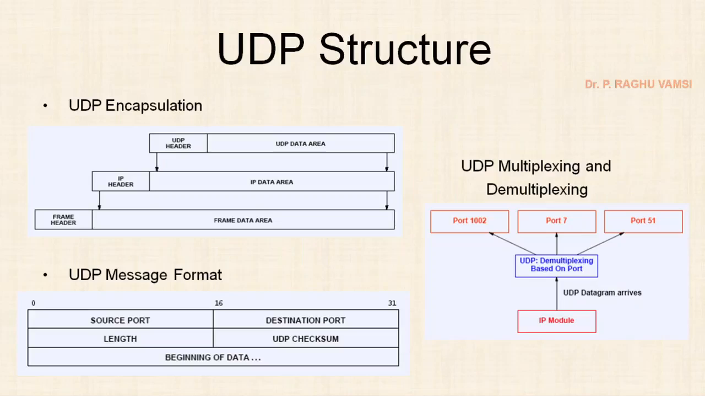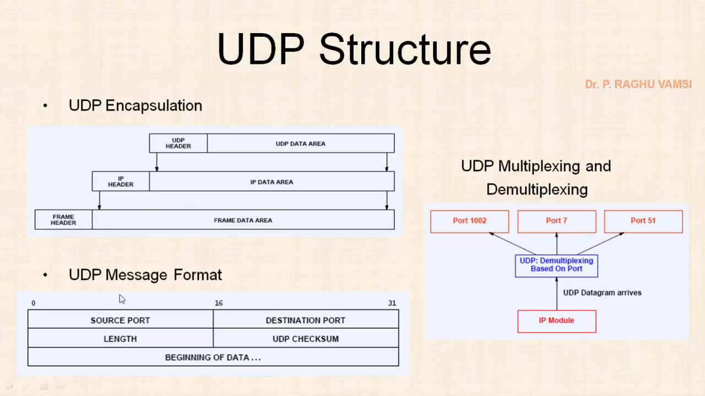The UDP encapsulation will be done like this. There will be a UDP header and a UDP data area. The reason is that it is in the transport layer, so it has to come down to the network layer. In the network layer, the most popular protocol, IP, is there. There will be an IP header, and in the IP data area the UDP header and UDP data area will be fitted, which means it is encapsulated. Again, this IP packet will be fitted into the frame area at the data link layer, and finally it will be converted into raw bits and transmitted.